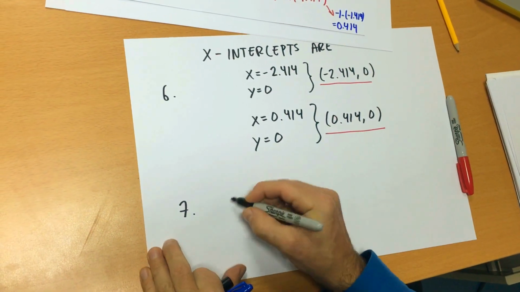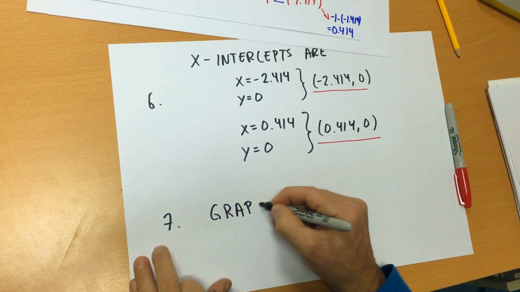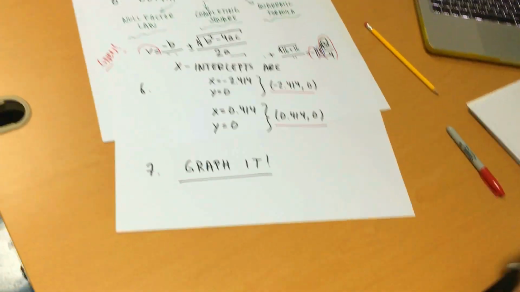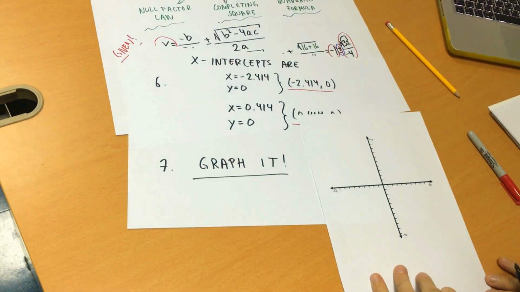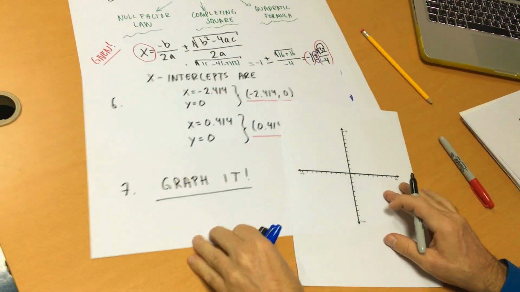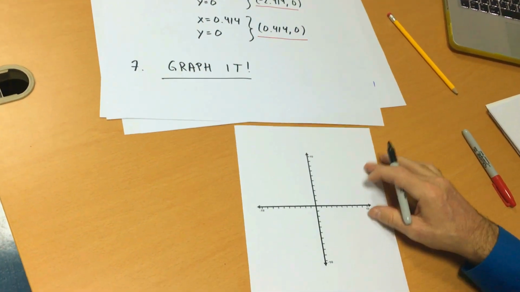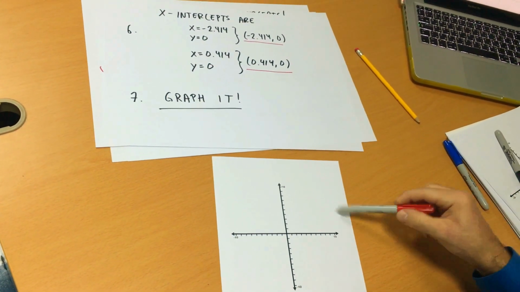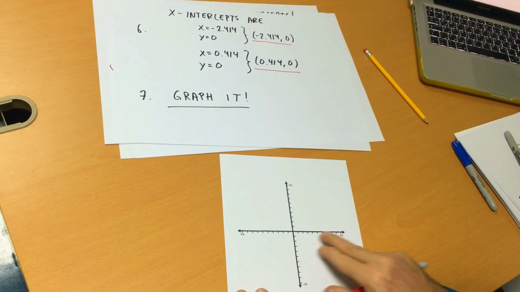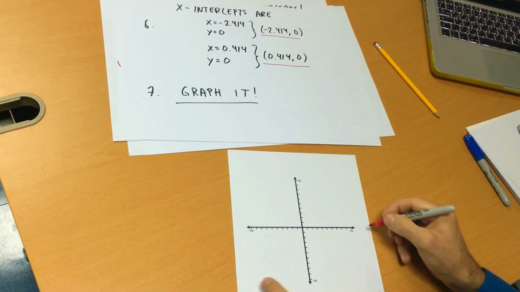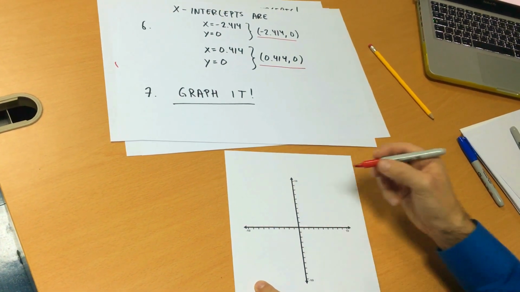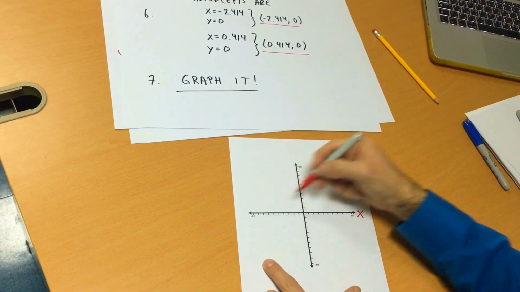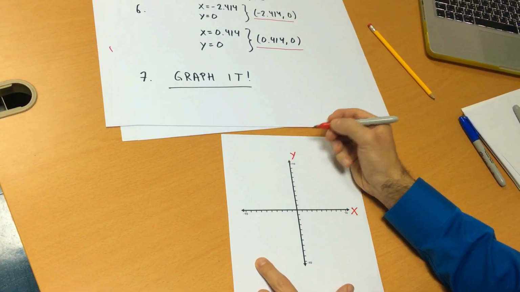And step number 7 is to graph it. So we're going to graph the quadratic function. And for that I have printed this nice little coordinate system. And the activity is to graph the quadratic function without doing a table of values. So here I have from 0 to 10 in each direction. So x just goes from negative 10 to positive 10, and the same for y.